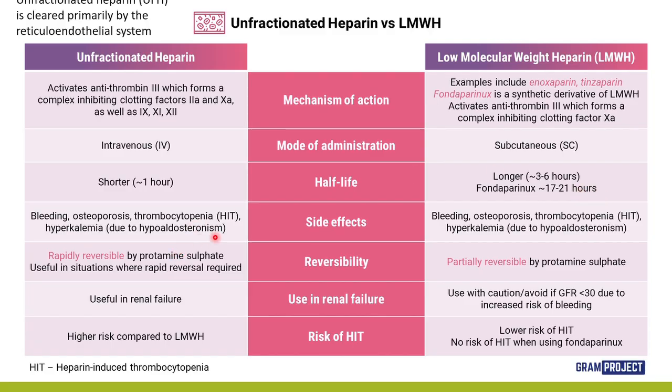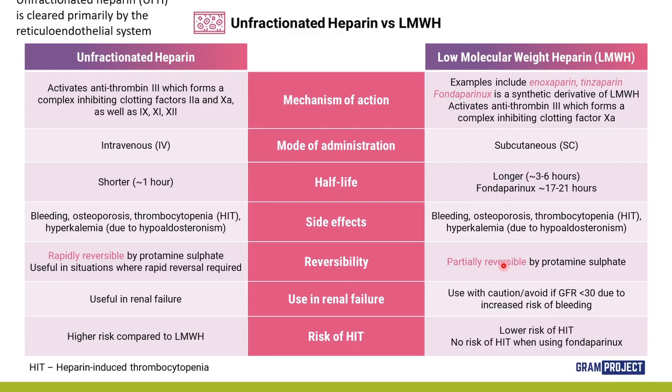Side effects, yes, both of them will cause bleeding, osteoporosis, thrombocytopenia, and hyperkalemia because of inhibition of aldosterone. The risk of developing heparin induced thrombocytopenia is less in low molecular weight heparin compared to unfractionated heparin. With unfractionated heparin, the action is rapidly reversible, whereas with low molecular weight heparin, the action is partially reversible with protamine sulfate.